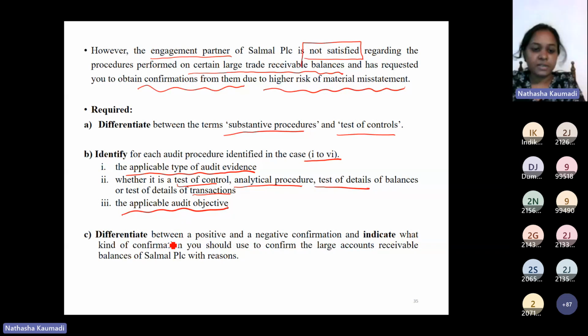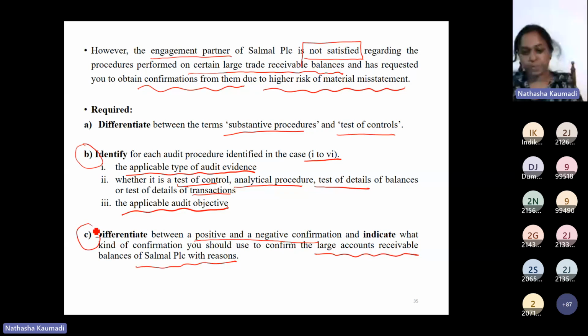Part C says: differentiate between positive and negative confirmation and indicate what kind of confirmation you should use to confirm the large accounts receivable balances of Salman PLC. So before moving on to part B, I'll explain the part C answer. Now I told you there are two types of debtor confirmations, positive and negative. In positive confirmation, you expect a reply from the debtor. And in negative one, you don't expect a reply. You expect a reply only if there is a disagreement with the value you mentioned.